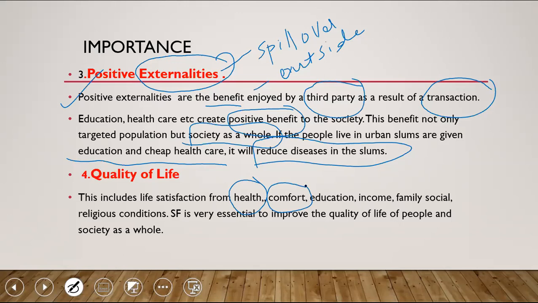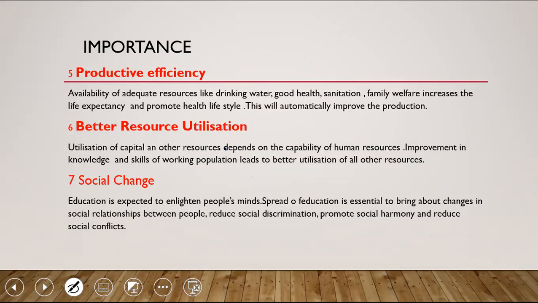There should be a place to sit, there should be drinking water. Then family, children should get education. Then social, religious, all these factors together will influence the quality of life. Please remember that. Quality of life depends not only on money, children, it depends on so many factors. So it is the duty of the government to provide infrastructure to improve the quality of life.